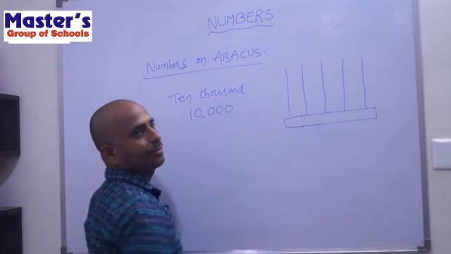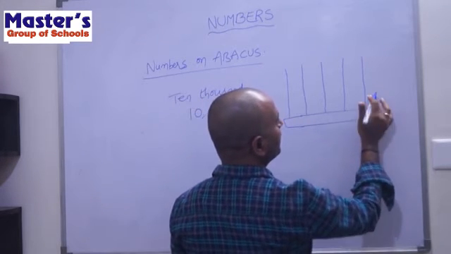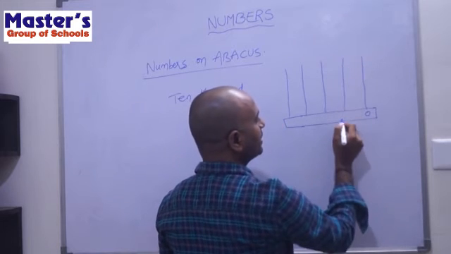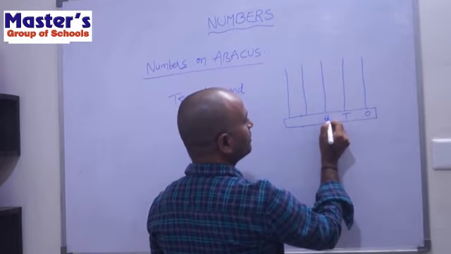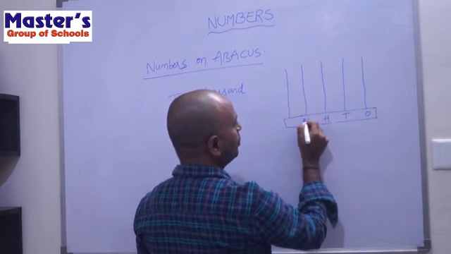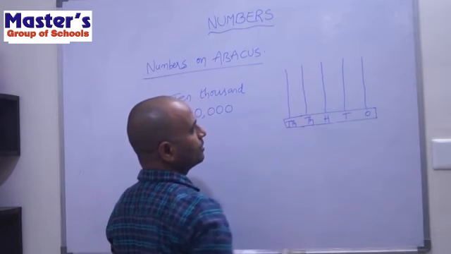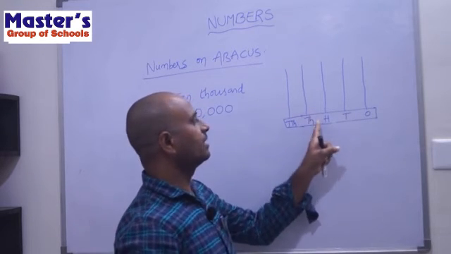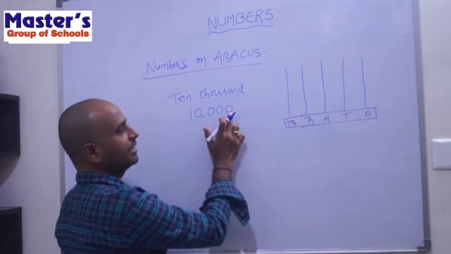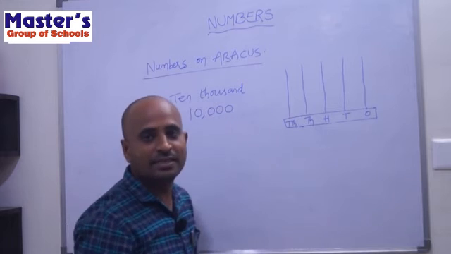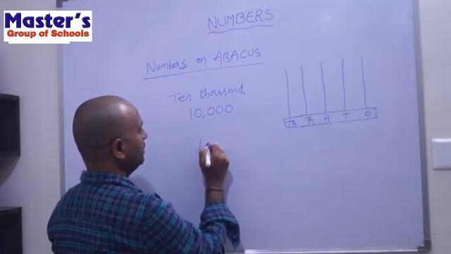Each stick represents a place. This stick represents the ones place, this stick represents the tens place, this stick represents the hundreds place, this stick represents the thousands place, and this stick represents the 10,000s place. In this way each stick in the abacus represents a place, and each digit in the place can be represented by using beads. So this is 10,000.